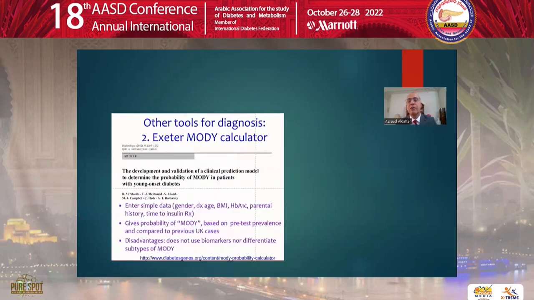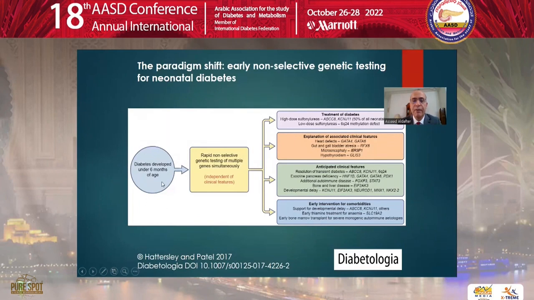Other tools for diagnosis were used by Exeter University, when the Chatterjee group and their team made a lot of criteria for maturity onset diabetes of the young, or insulin resistance type 2 in young, which also depend on gender, diagnosis age, BMI, HbA1c, parental history, and time to insulin treatment. Further than this, they take them to genetic testing, depending first on the measurement of C-peptide.